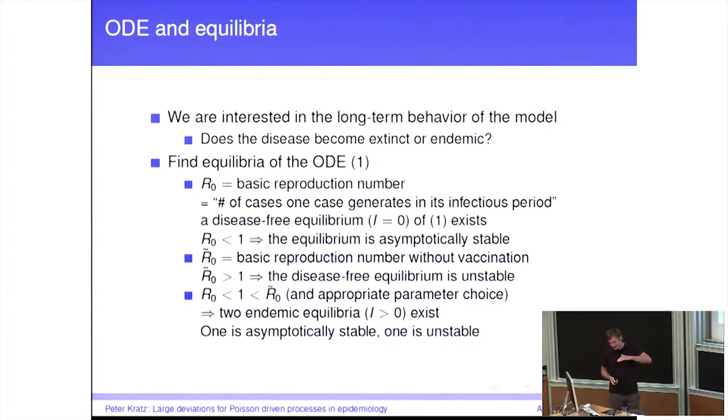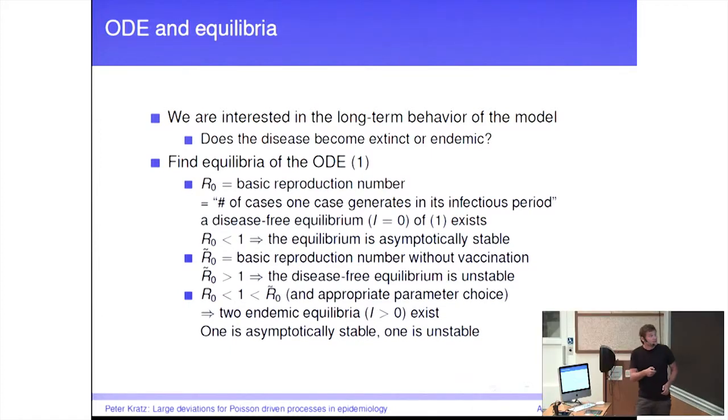In many models, it's the case that if it's larger than 1, then the disease-free equilibrium is asymptotically unstable. But that is not necessarily the case here. Here we introduce a second number, which is the basic reproduction number if we have no vaccination, which is obviously larger, because if we don't have vaccination, there are more secondary cases, because the pressure of infection is higher. So now if this is larger than 1, then the disease-free equilibrium is unstable.